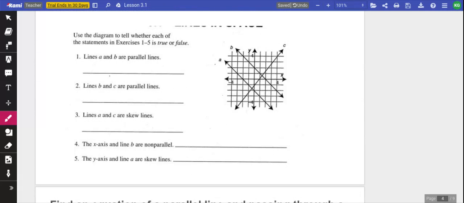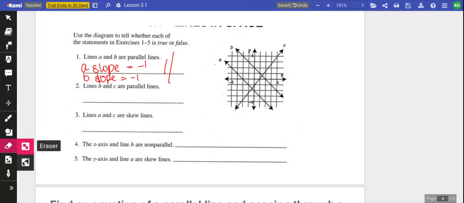Use the diagram to tell whether each of the statements in exercises 1 through 5 is true or false. Number 1, lines A and B are parallel lines. Well, for line A, we're going to have to pick a point and find the slope. And so when I go from point to point, I go down 1 over 1, down 1 over 1. And B is also down 1 over 1, down 1 over 1. So they are parallel.